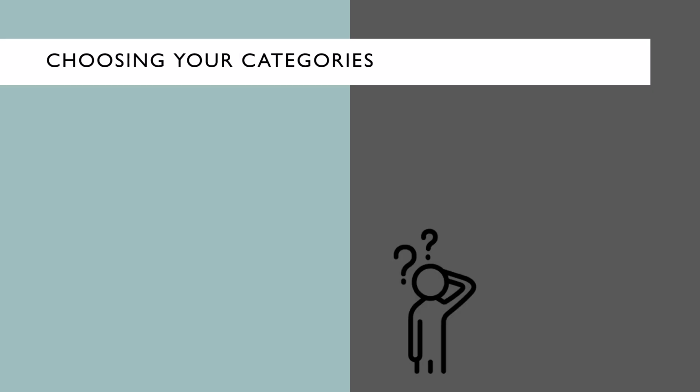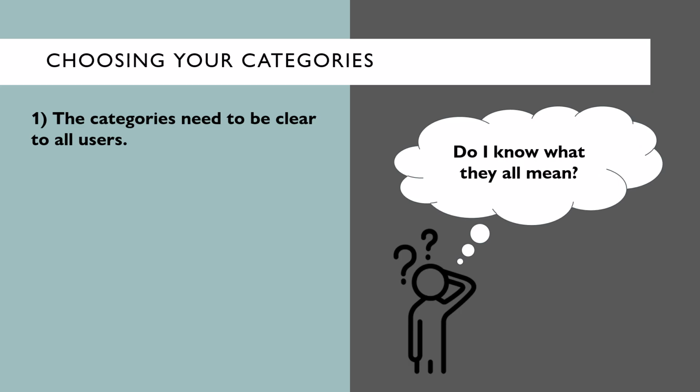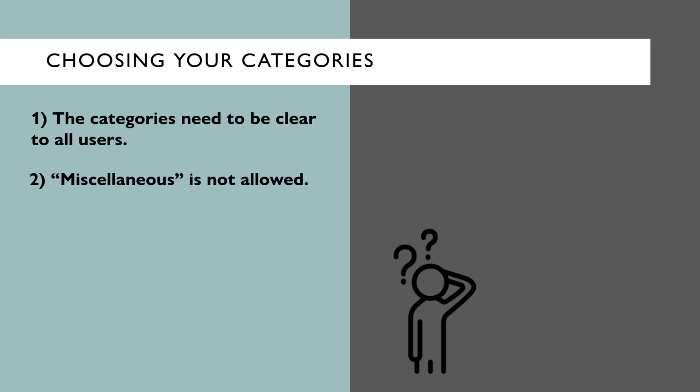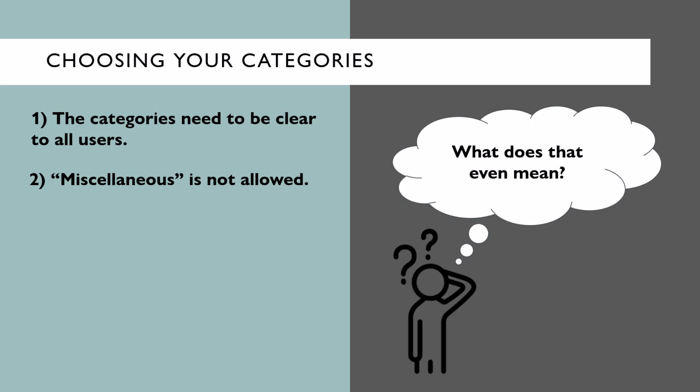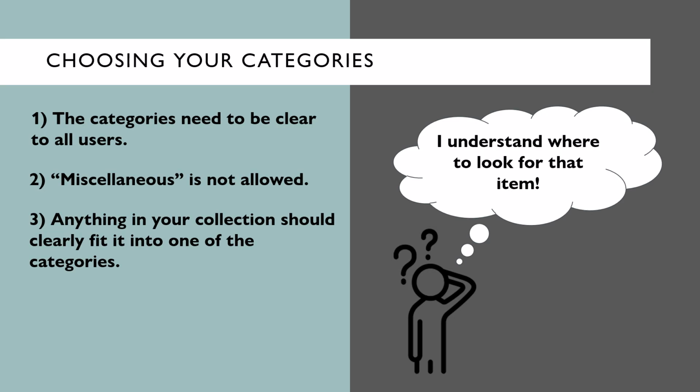As you choose your categories, here are 5 key guidelines we'd like to offer. The categories need to be clear to you and to any of the users of your collection. For the most part, anyone looking at the title of your categories should have a pretty clear sense of what they are just from the title. Which leads to another key rule: miscellaneous is not allowed. It's too ambiguous, and it doesn't help anyone who's using your collection. Any item in your collection should clearly fit in one of the categories and not in any of the others.